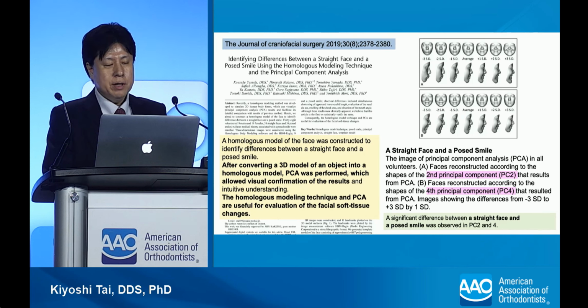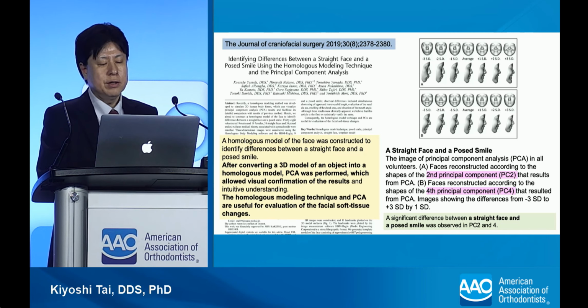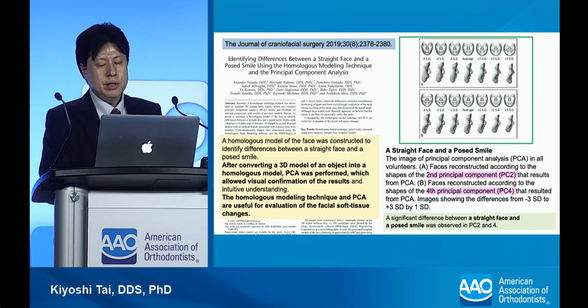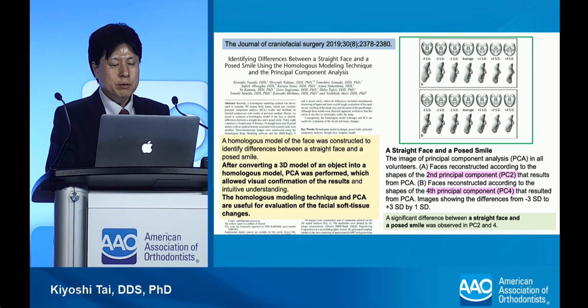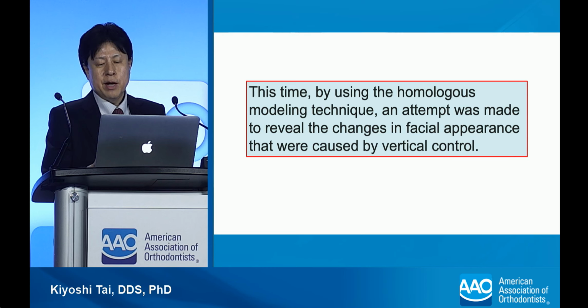Here is the second article. After converting the 3D model of the object into a homologous model, PCA was performed, which allowed visual confirmation of the result. The homologous modeling technique and PCA are used for the evaluation of facial soft tissue changes. A significant difference between the straight face and the posed smile was observed in the PC2, the second principal component, and PC4. This time, by using the homologous modeling technique, an attempt was made to reveal the changes in facial appearance that were caused by the vertical control.